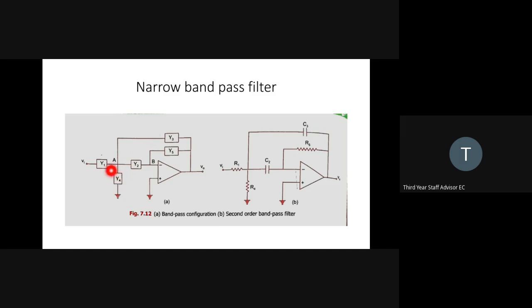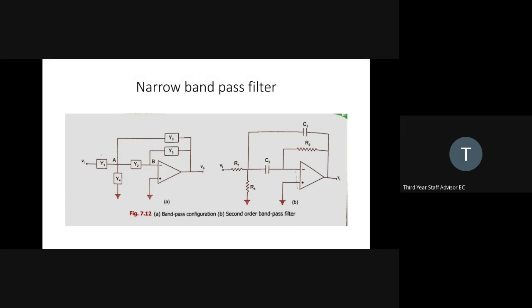So first of all, at the point A, you can write the KCL, Kirchhoff's current law equations. You are imagining that due to this voltage source, a current is coming to this node A. There is an incoming current, and when it is at the junction A, the current will be divided into three parts.